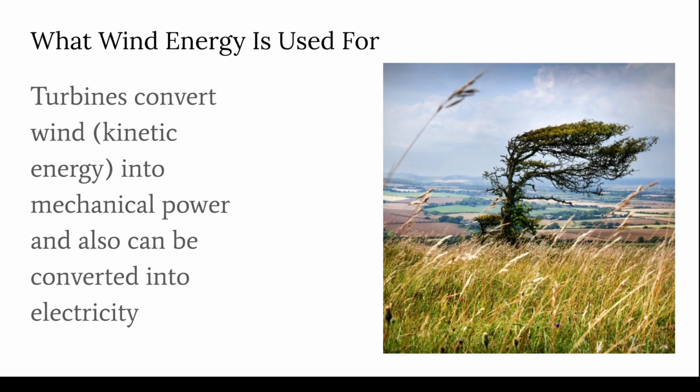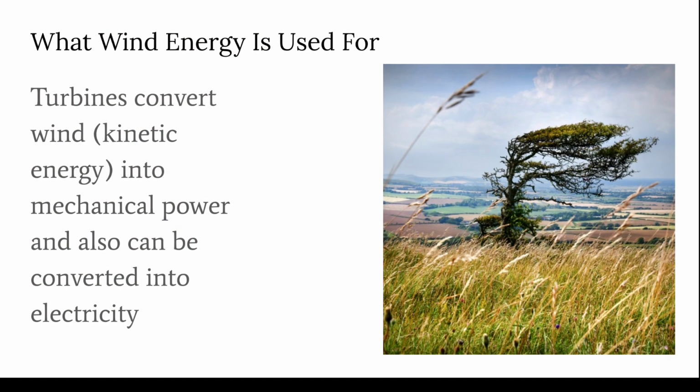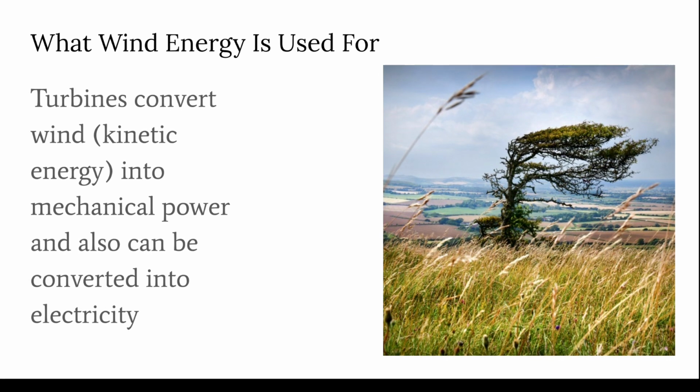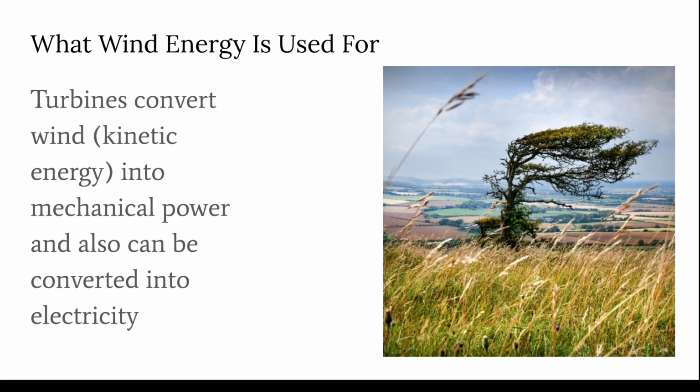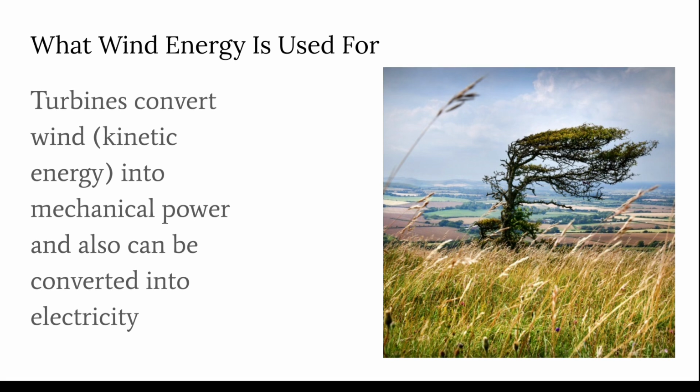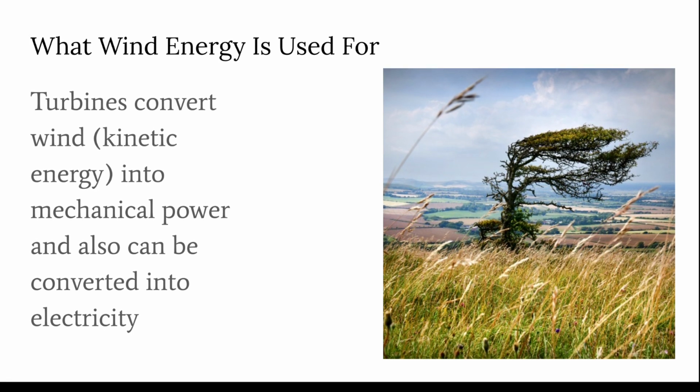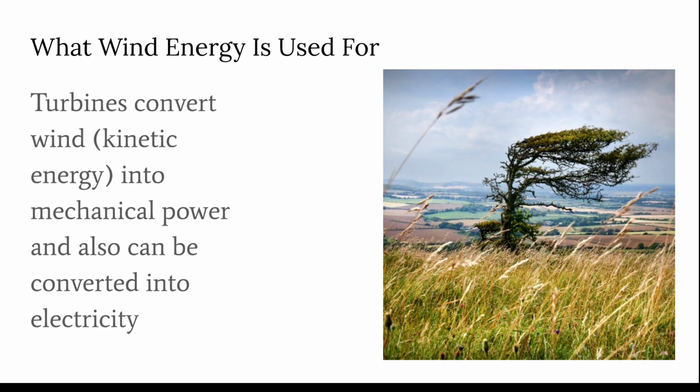How wind energy is used. Wind turbines convert the kinetic energy from the wind turning the blades of the turbines into mechanical energy, and then a generator can convert that mechanical energy into electricity, and then it can be used in electricity grids.